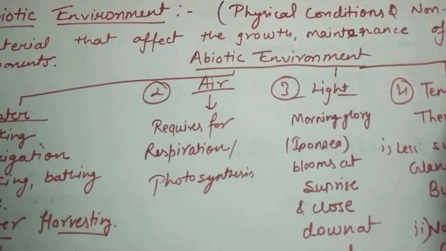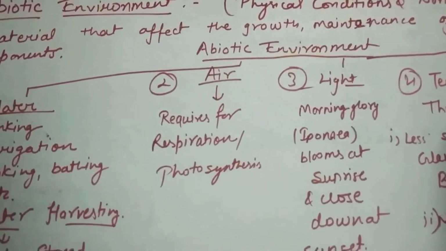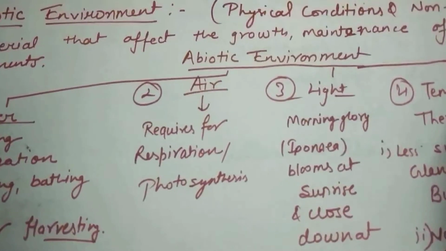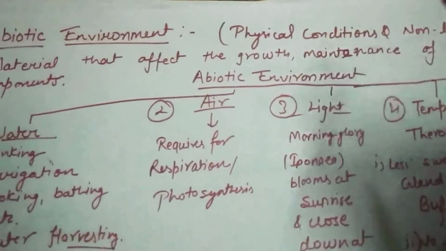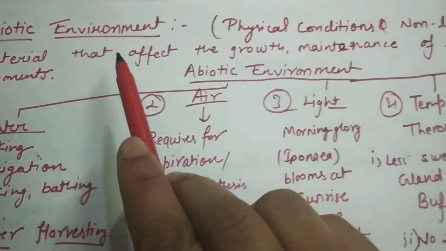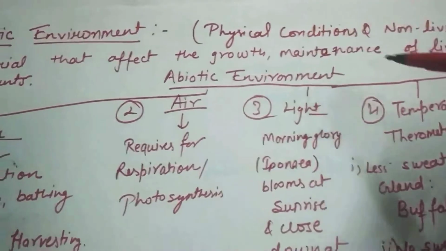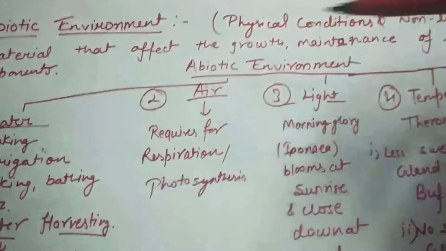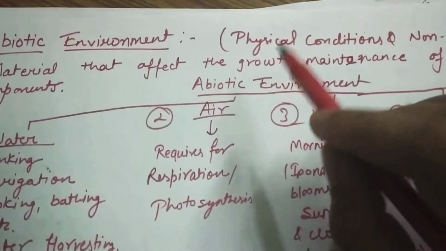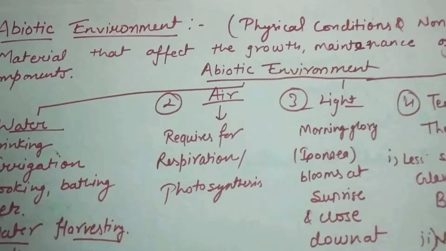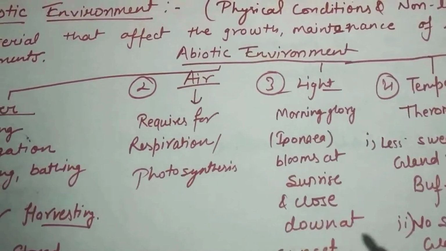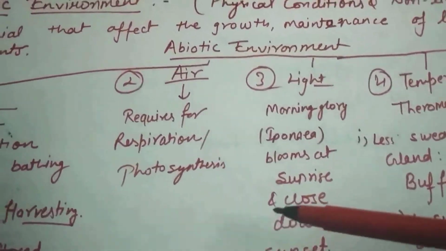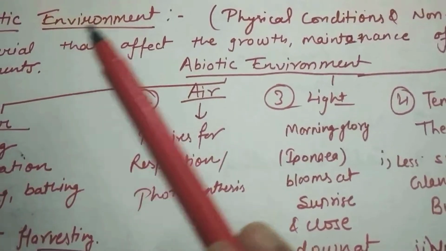Both pronunciations are correct. So, abiotic environment means the physical conditions and the non-living materials that affect the growth and maintenance of living components. It means what? These things are not living, they are not surviving, but they affect the growth of the living things. So they all are the abiotic environment.